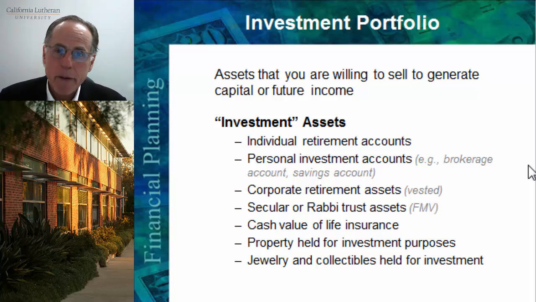Typically, the following assets are included in the investment portfolio: individual retirement accounts, personal investment accounts such as brokerage accounts and savings accounts, vested corporate retirement assets, the fair market value of secular or rabbi trust assets, the cash value of life insurance, property held for investment, and jewelry and collectibles held for investment.